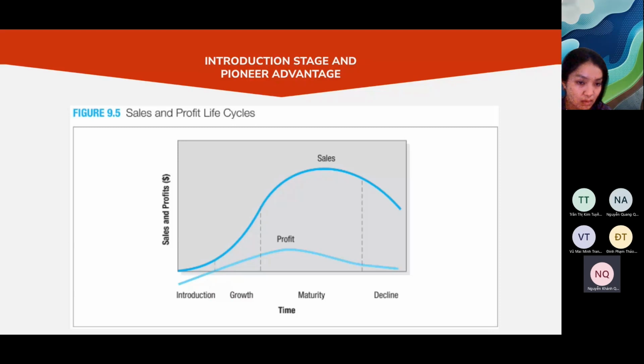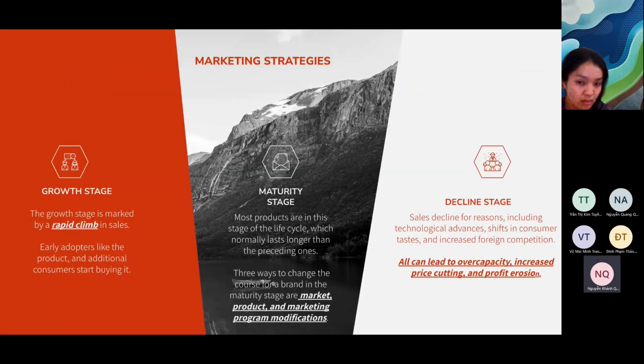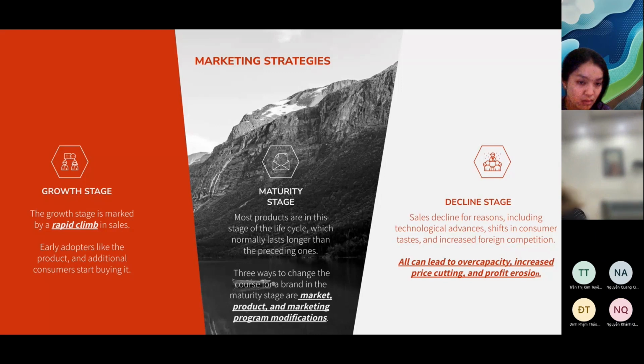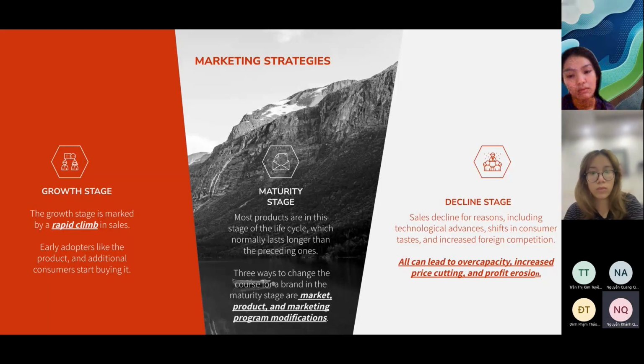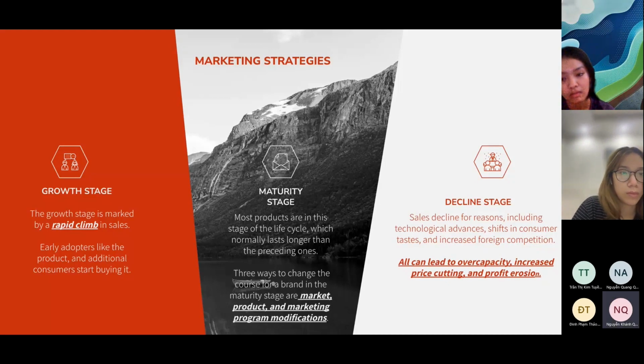Okay, now we will move to the next slide, please. We will talk about marketing strategy. There are three periods of marketing strategy, including growth stage, maturity stage, and decline stage. The growth stage is marked by a rapid climb in sales. Early adopters like the product and additional consumers start buying, and new competitors enter, introducing new features and expanding distribution, and price stabilizes or often slightly declines, depending on how fast demand increases. And in the maturity stage, at some point the rate of sales growth slows.